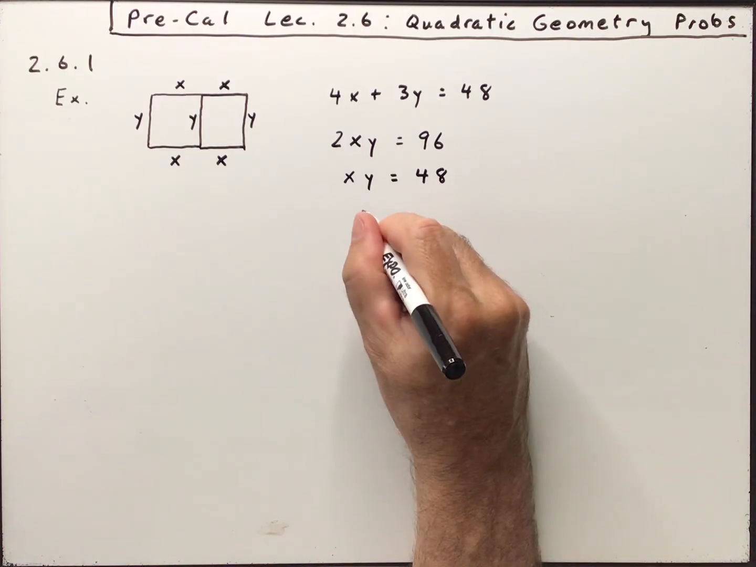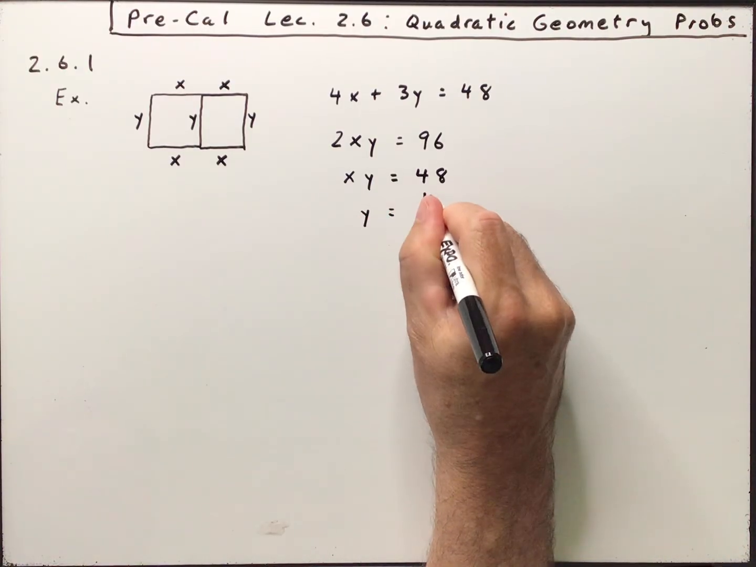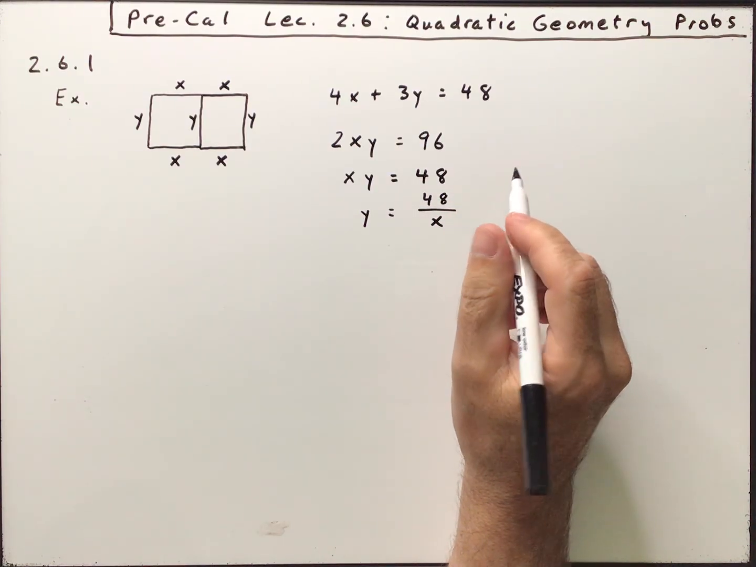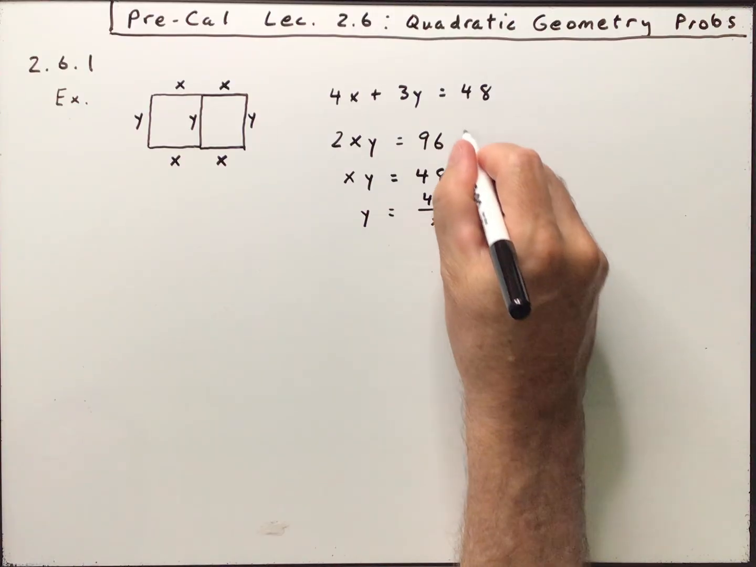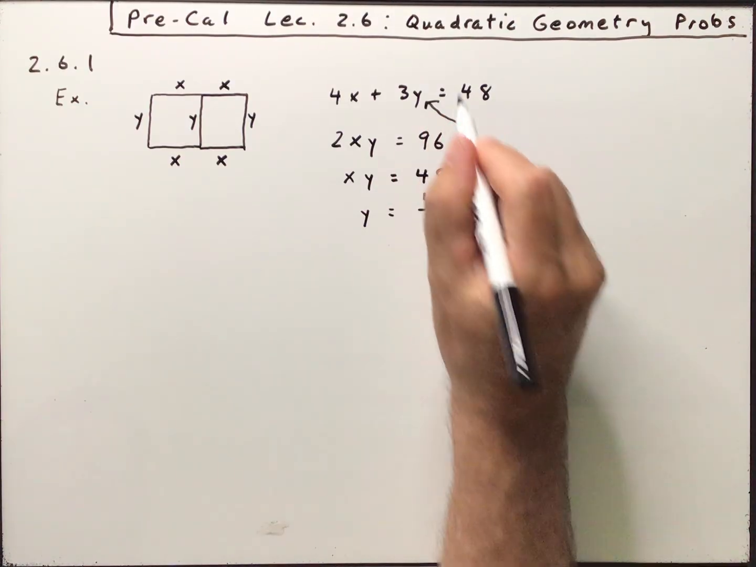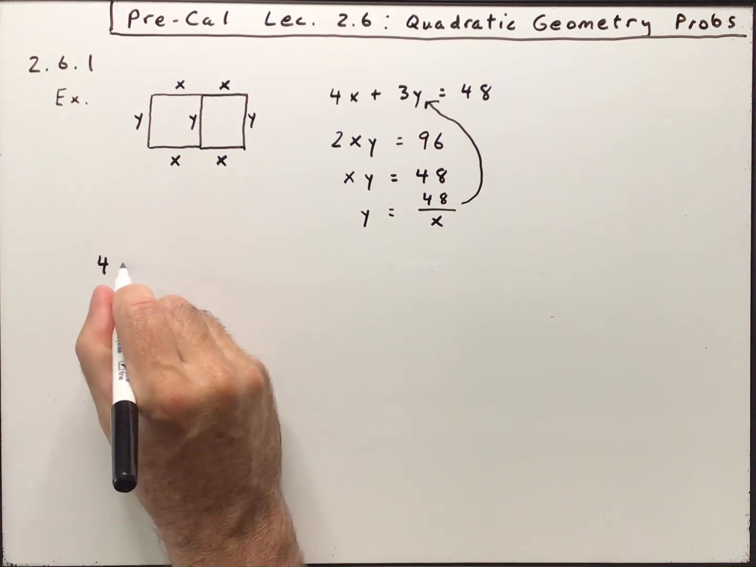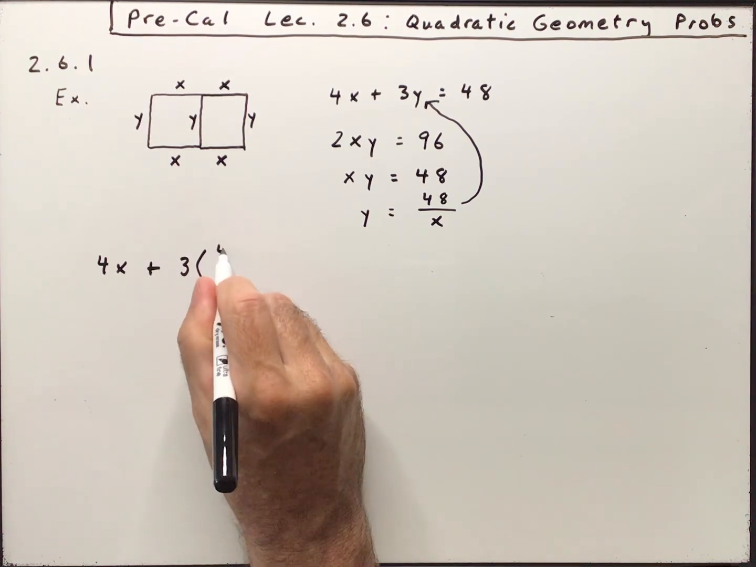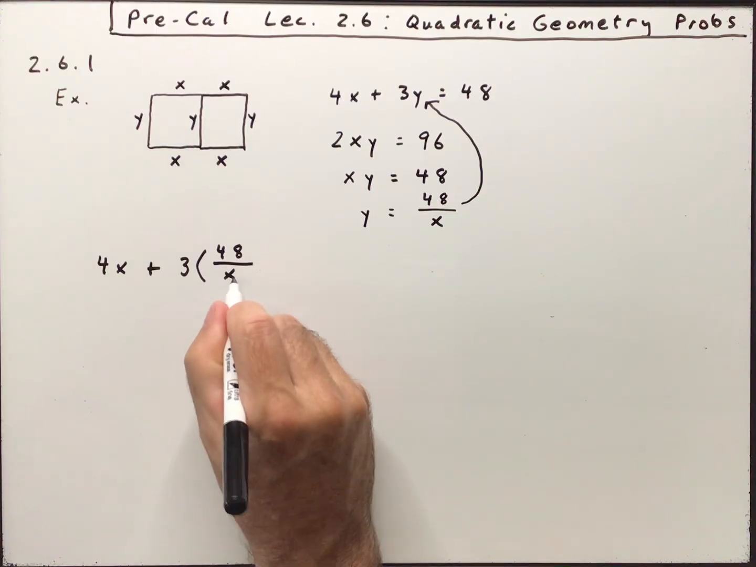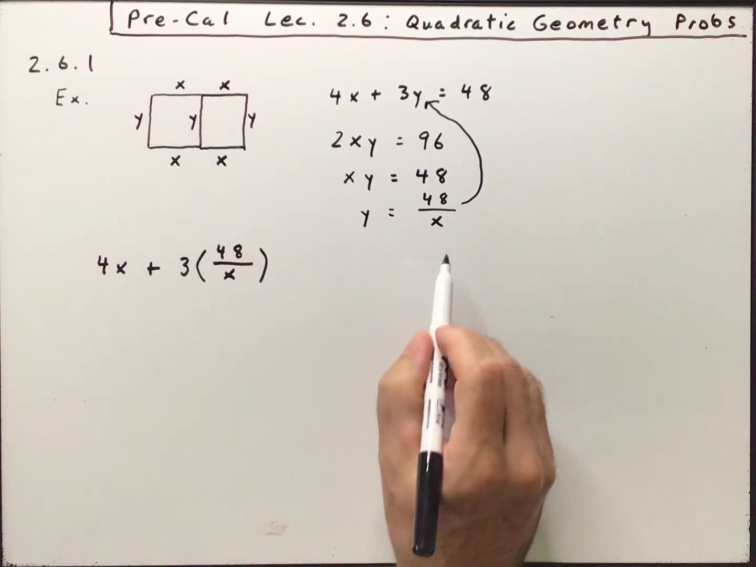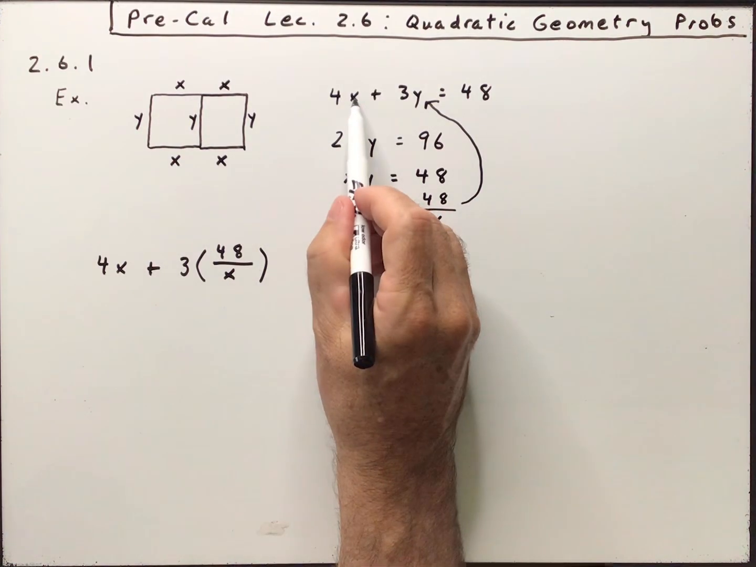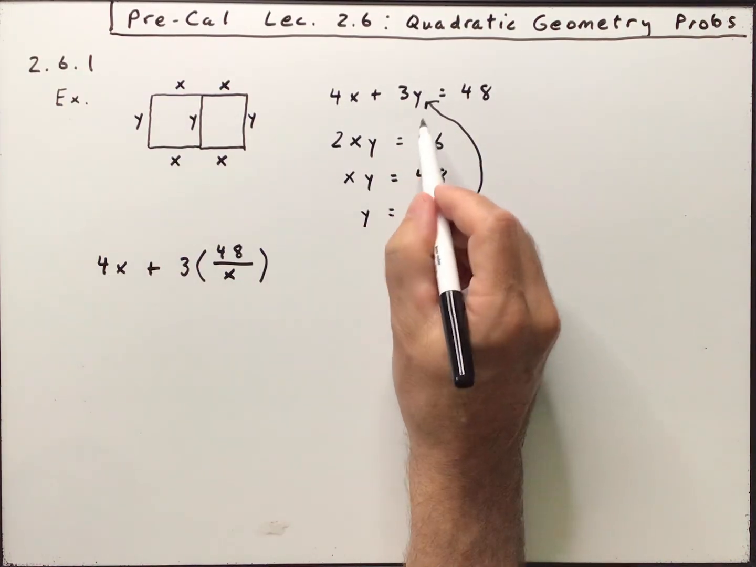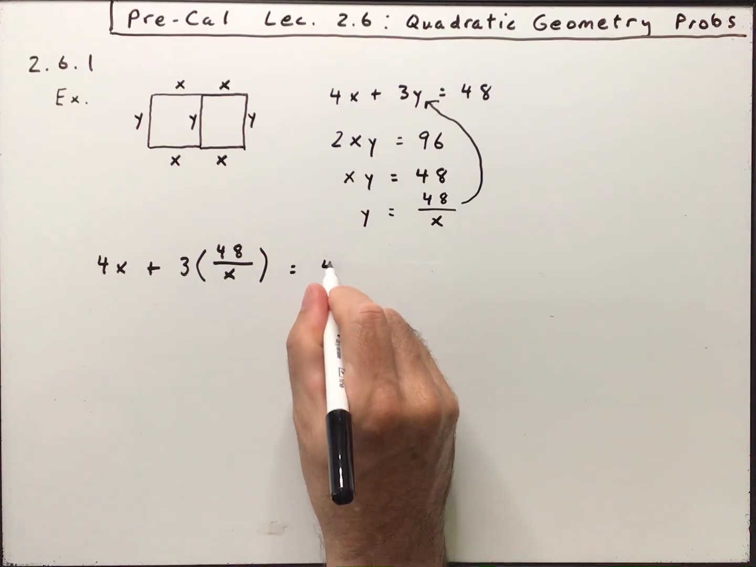So we can solve for x or y. It doesn't matter to me, but let's say y is equal to 48 over x. And now I'm going to plug that 48 over x in right here for y. So we'd have 4x plus 3 times 48 over x. And it doesn't matter if you chose to do x as 48 over y, then you would plug 48 over y right here. But now I'm plugging in 4x plus 3 times 48 over x is equal to 48.